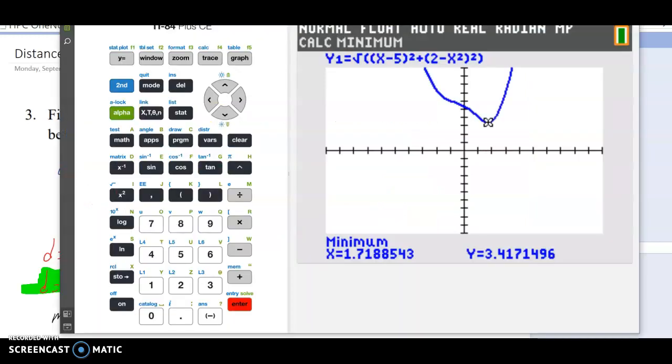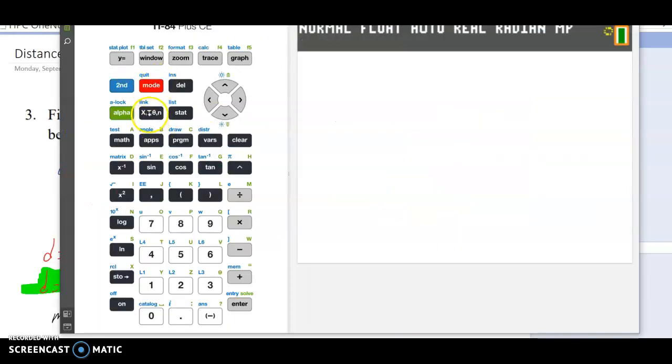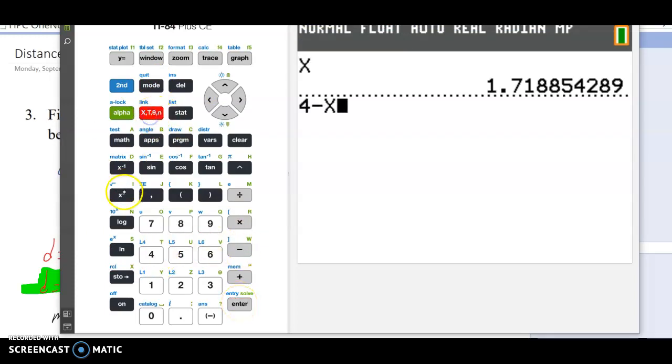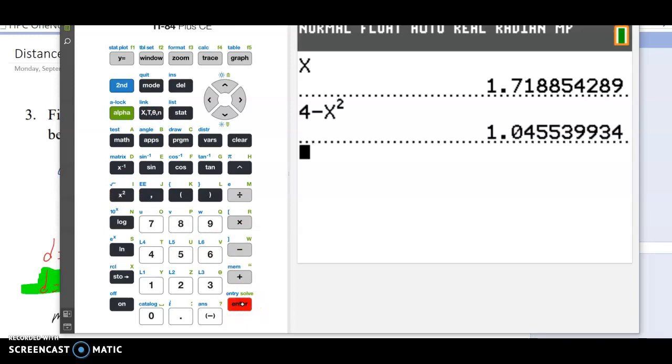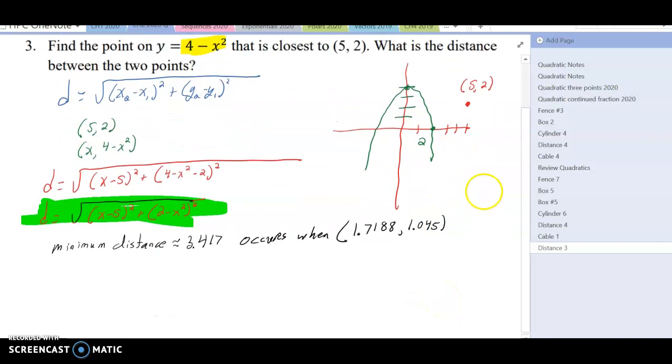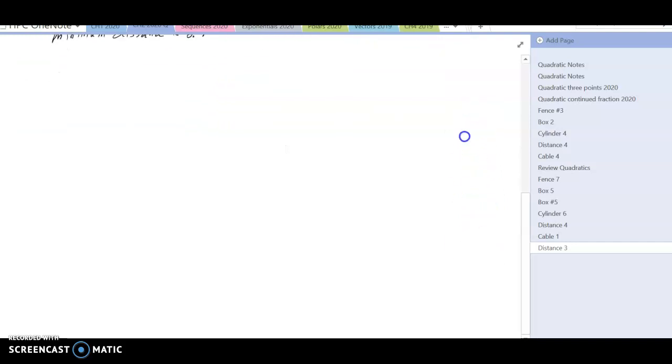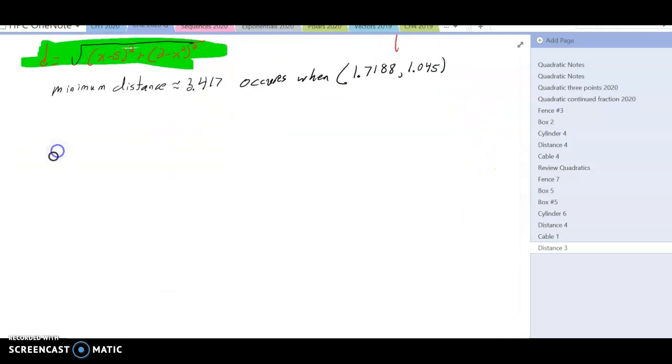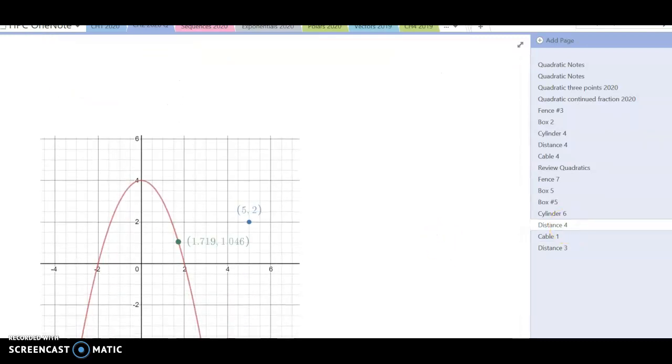So I'm going to go back here, since I just have the value of x stored. 4 minus x squared is 1.045. Hopefully I did the calculation right. I'm going to show you visually kind of what that means. I did this on decimal, so let me scroll up a little bit. Actually, it's on a different piece of paper here.